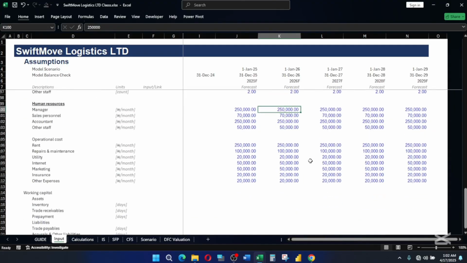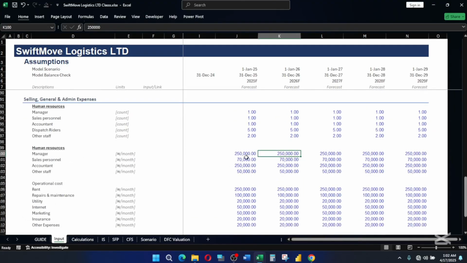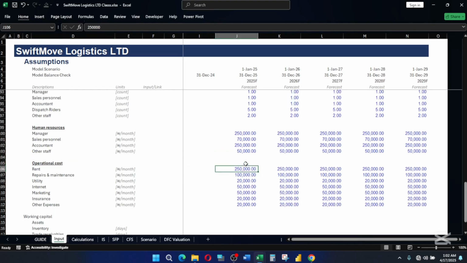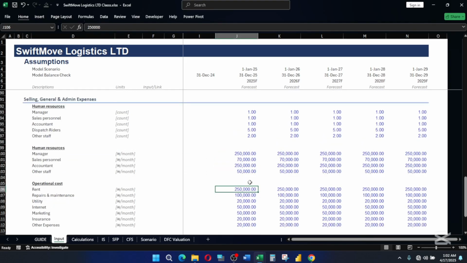So we have this. You said that the manager is going to be getting this as his monthly salary, the personnel as 70,000 as his accountant, and so on and so forth. So other staff, other operational costs. So under other operational costs, we have the rent. So now this is where we will break the rent down.